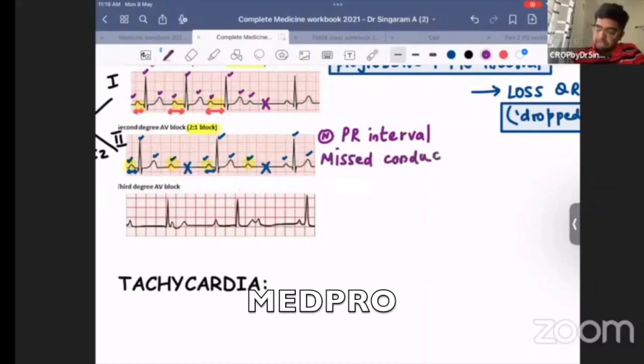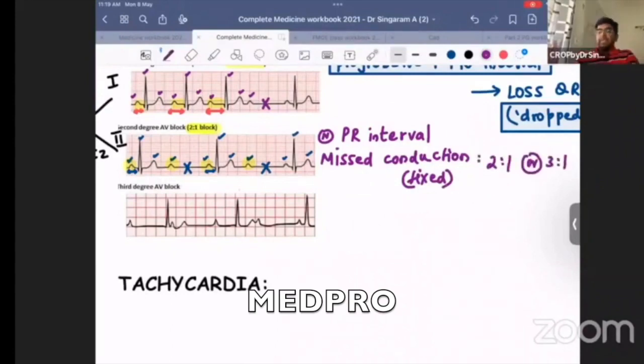And this missed conduction is a fixed conduction, not random. It's a fixed conduction, like for example 2:1 or 3:1, something like that. In the particular example which I have given, it is 2:1. Some other examples, 3:1, are also possible.